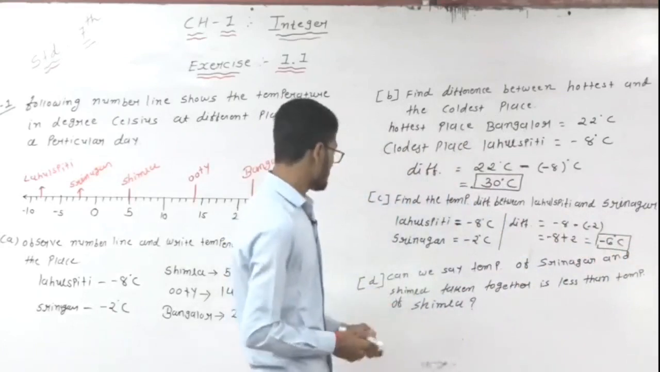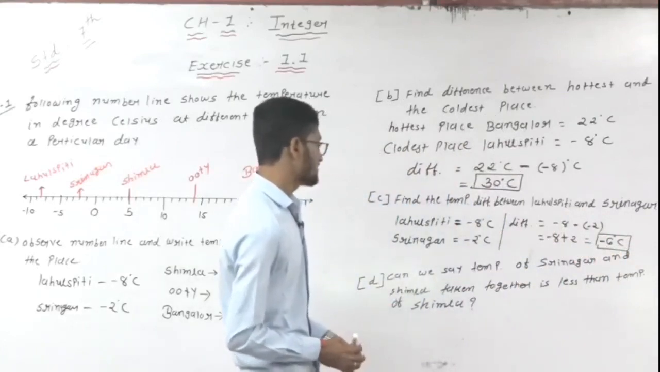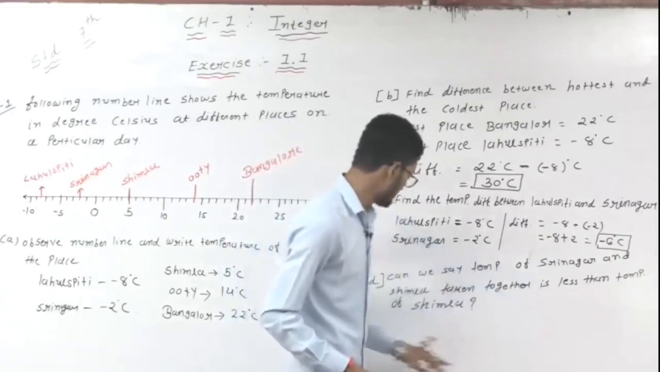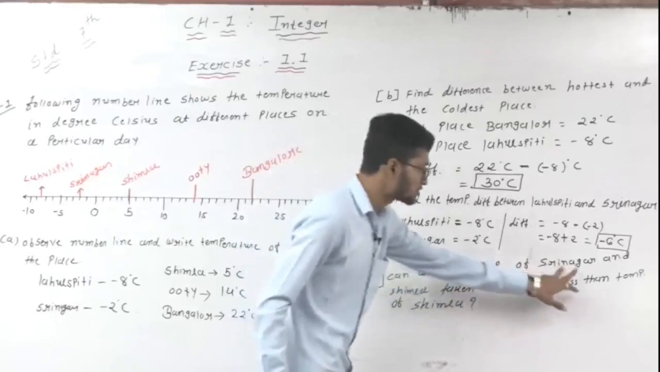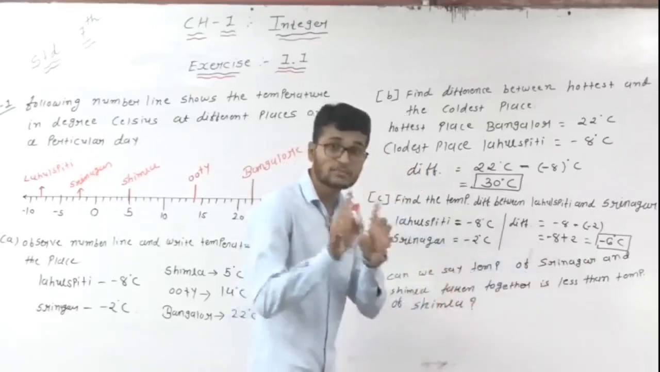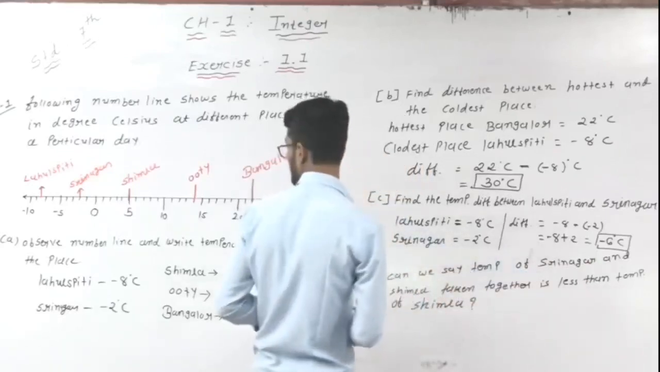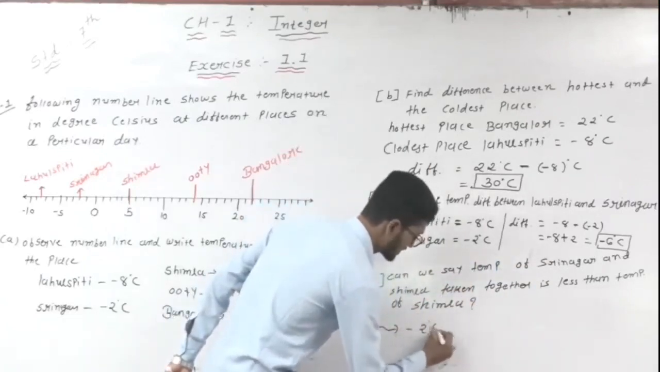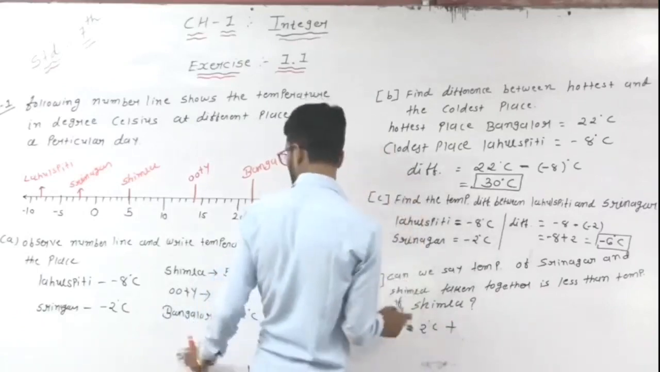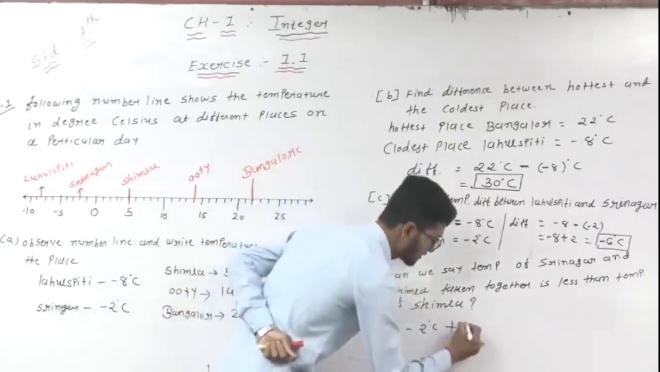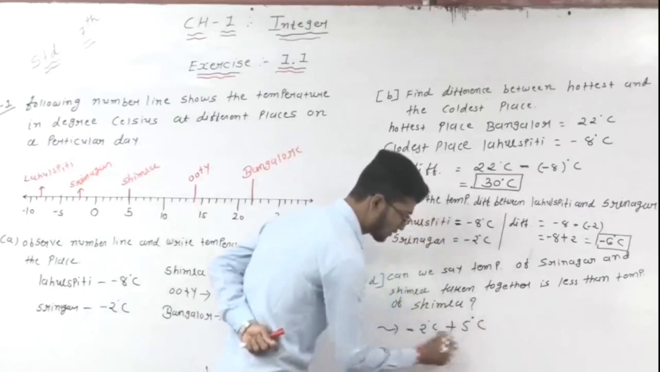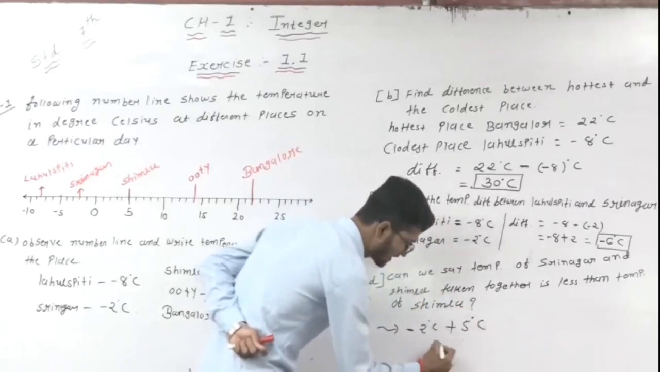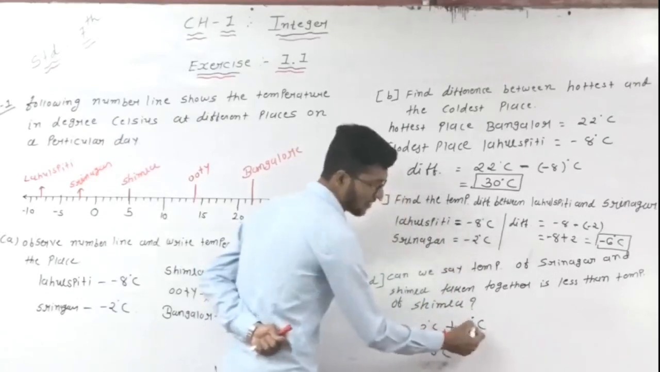Understand? Then the next question: can we say the temperature of Srinagar and Simla taken together is less than the temperature of Simla? First of all, here Srinagar and Simla together are given. Together means addition. So what is the Srinagar temperature, students? -2 degrees Celsius. Together means plus. Then Simla's temperature is 5 degrees Celsius. This one is negative, this one is positive. Negative, positive means subtraction. 5 minus 2 means 3 degrees Celsius. This one is 5, the big number, positive.